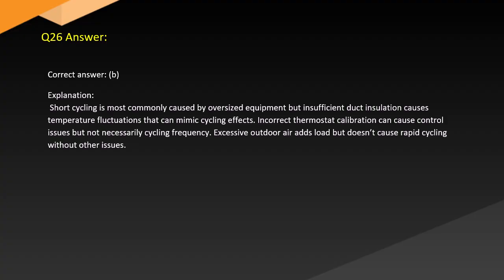Answer. Correct answer: B. Explanation. Short cycling is most commonly caused by oversized equipment, but insufficient duct insulation causes temperature fluctuations that can mimic cycling effects. Incorrect thermostat calibration can cause control issues, but not necessarily cycling frequency. Excessive outdoor air adds load, but doesn't cause rapid cycling without other issues.